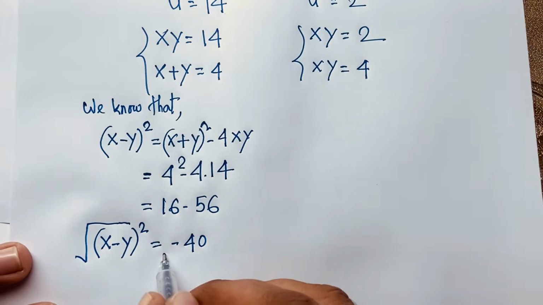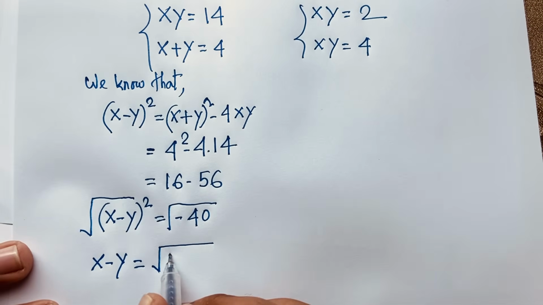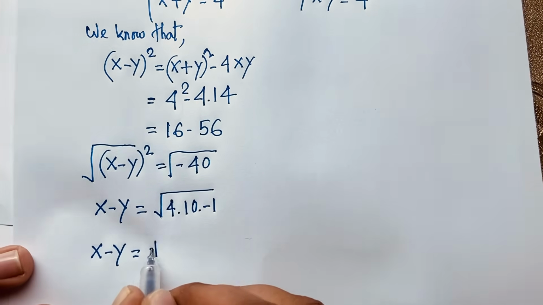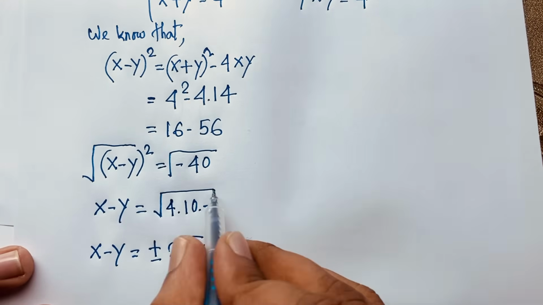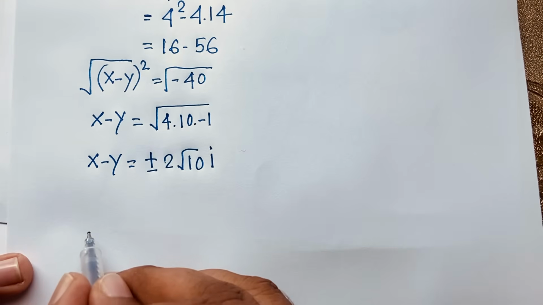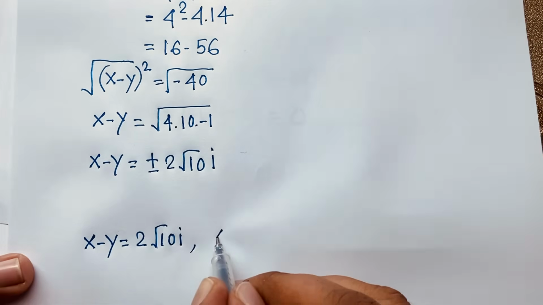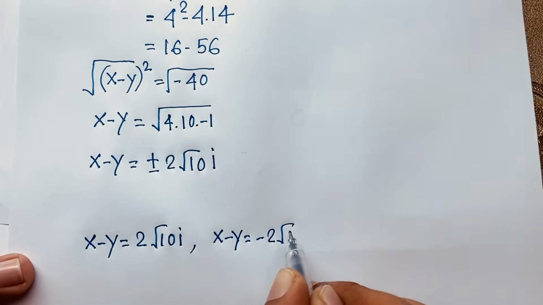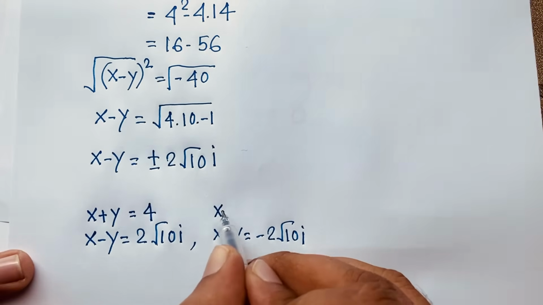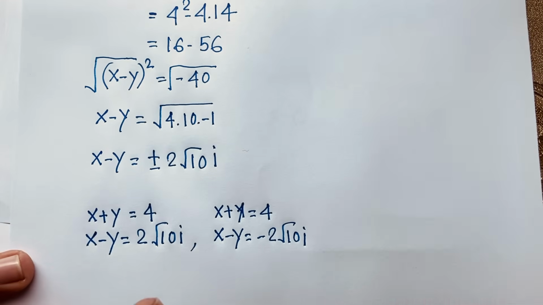Then if I take the square root of both sides, we find x minus y is equal to the square root of 4 times 10 times negative 1. Then you can say easily x minus y is equal to plus minus square root 4, which is 2, and square root 10, and square root of negative 1 is i. So we find a nice solution, but both are complex solutions. We find x minus y is equal to 2 square root 10 i, and the other solution, x minus y is equal to minus 2 square root 10 i. But recall our first equation, x plus y is equal to 4. Now at this moment, if I add both equations and if I subtract both equations, we can find easily the value of x and y.